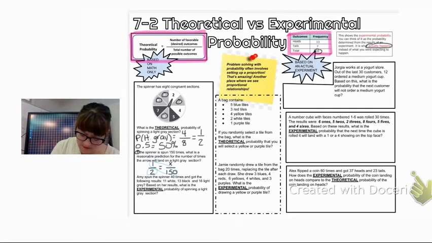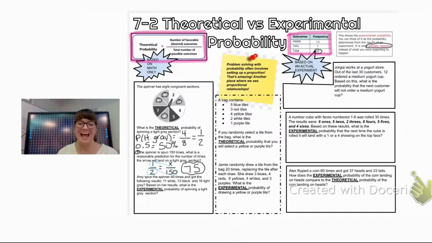Because again, we expect to get light gray half of the time. So we're basically looking for half of 150, which is 75. So we would expect to get light gray 75 times. Now, does that mean we would get light gray 75 times? Not necessarily. We could get light gray any number of times out of those 150 spins. But theoretically, based on the math, we expect to get light gray 75 times, half the time.